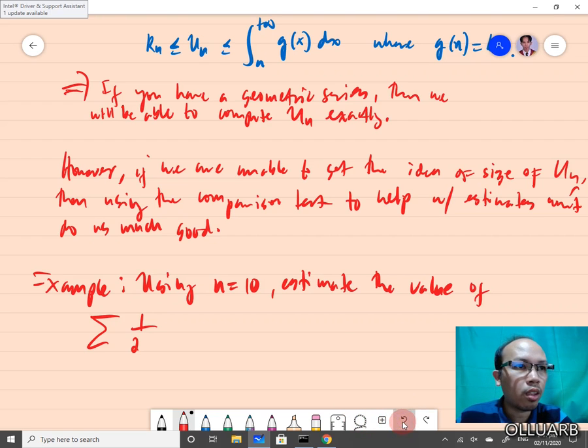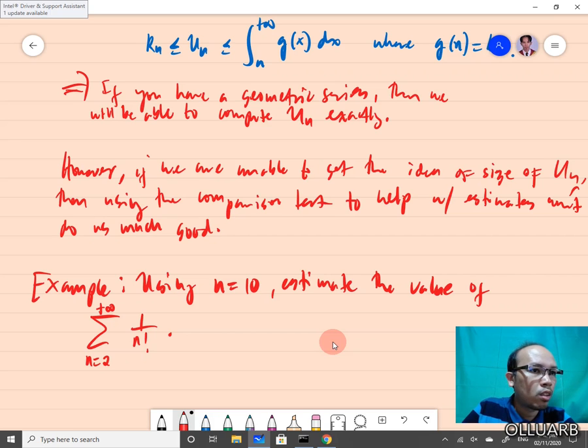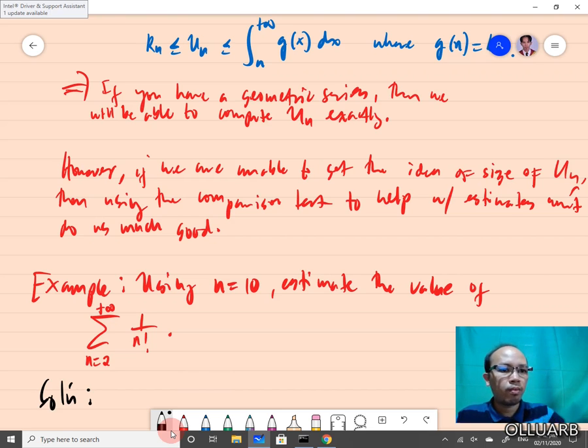Let's wait. Okay, 1 over n factorial, where n starts from 2 to positive infinity. Okay, so this is our solution. Okay, so this is our series.